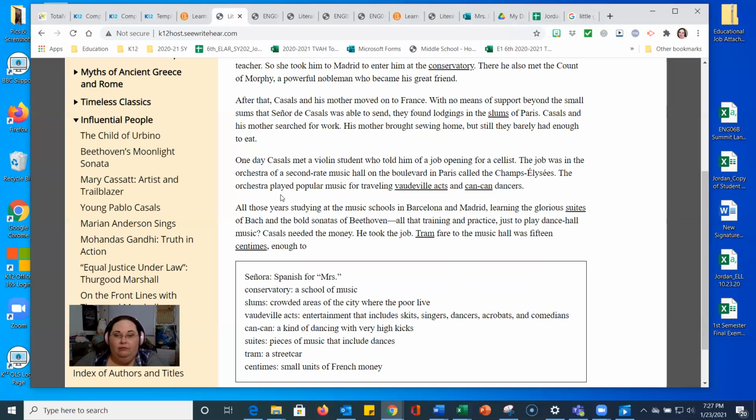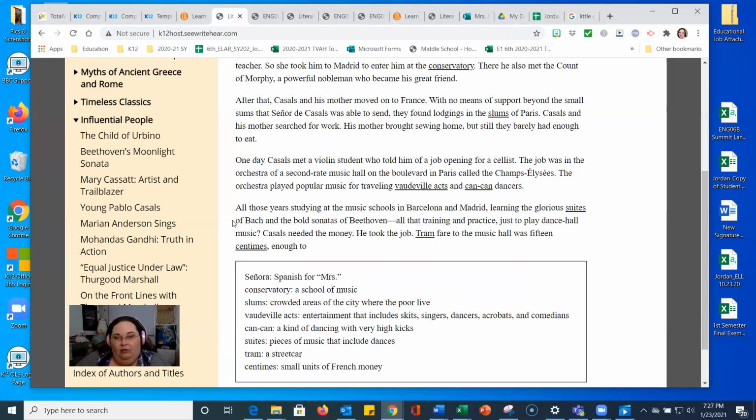This orchestra played popular music for traveling vaudeville acts, and vaudeville is an entertainment that includes skits, singers, dancers, acrobats, comedians, just a whole bunch of things, and can-can dancers. And can-can is a kind of dance with very high kicks. Kind of like if you've ever seen a drill team, they do their kick routines, kind of like that.